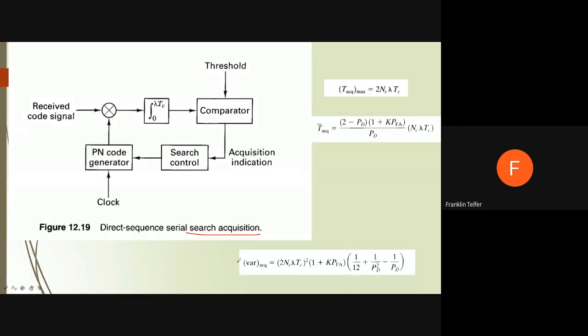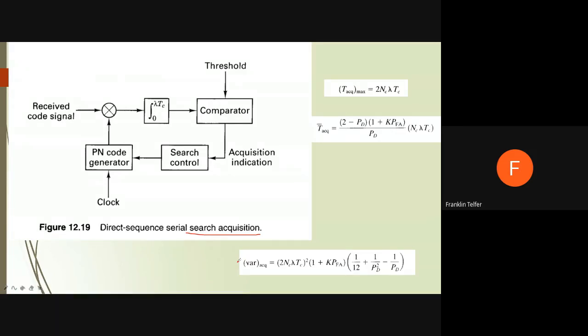In this direct sequence search acquisition, which is a serial search process, it is similar to the parallel process, but the mixer and the correlator will be quite different. Here the timing of the PN code is set relative to the incoming PN signal. At the receiver, the timing between the transmitter and receiver has been set. The locally generated PN sequence is correlated with the incoming PN signal.